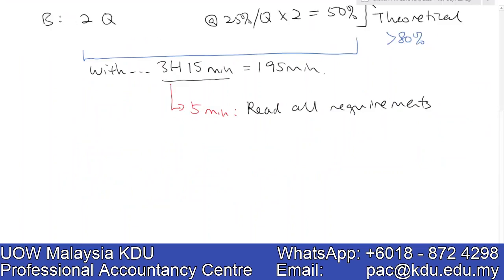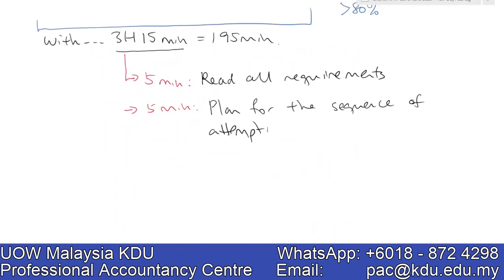You know what I'm doing in the first 5 minutes? Next 5 minutes, which I also don't think you need 5 minutes for this one, is to plan the sequence of attempt. Meaning, which one do you start first? Remember the report that you read this morning. My suggestion is you have two options. Option 1, which is the one you saw in the report that many students use, which I think you also use.